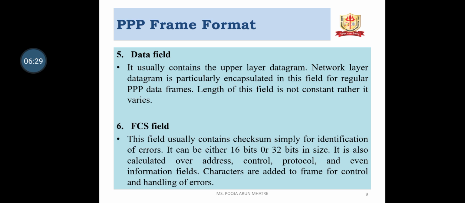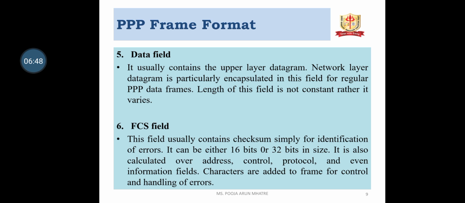Next is the data field. It usually contains the upper layer datagram. So the network layer datagram is encapsulated in this field for regular point-to-point protocol data frames. The length of this field is not constant, rather it varies.